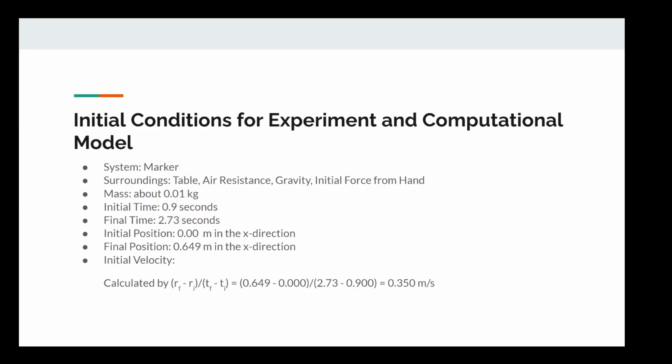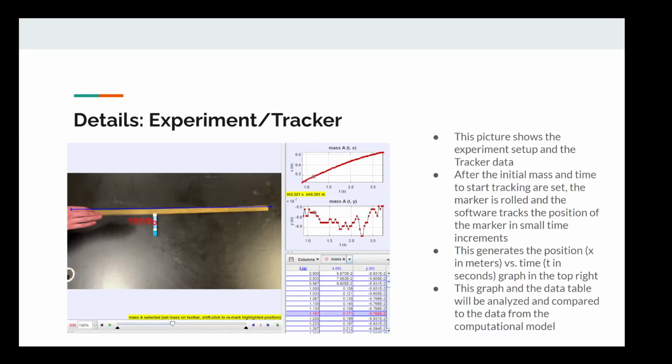Some initial conditions for this experiment were that the system was the marker and the surroundings were the table or any other forces that might have acted on the marker. The initial mass of the marker was about 0.01 kilograms, initial time was 0.9 seconds, final time was 2.73 seconds, initial position was 0 meters in the x direction, and final position was 0.649 meters in the x direction. The initial velocity was 0.350 meters per second, which was calculated using change in r over change in t.